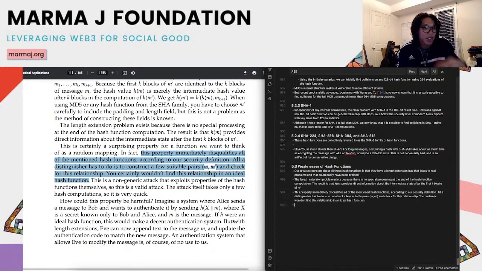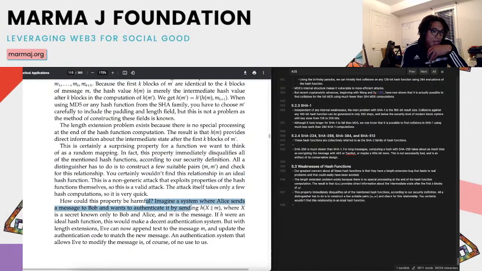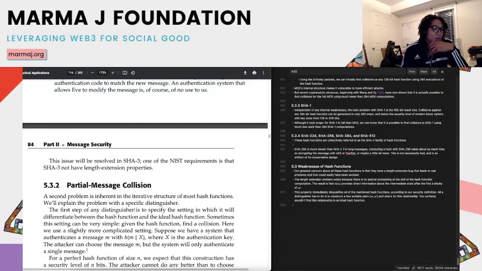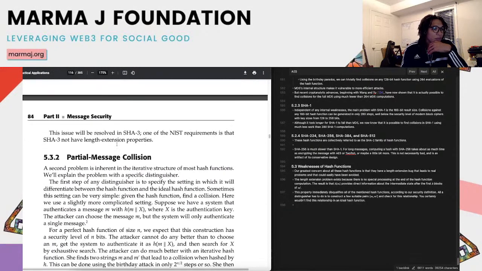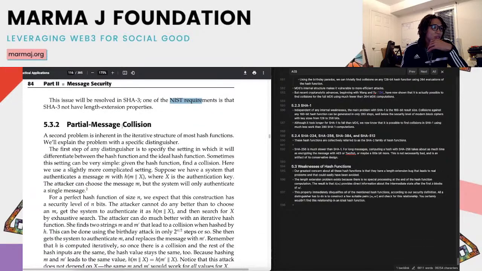You wouldn't find that in an ideal hash function. It's a non-generic attack that exploits the hash function itself, so it's valid. The attack itself takes only a few hash computations, so it's very quick. How could it be harmful? I think it's pretty obvious why it's harmful. The issue is resolved in SHA-3. Basically, one of the requirements is that it doesn't have length extension properties.